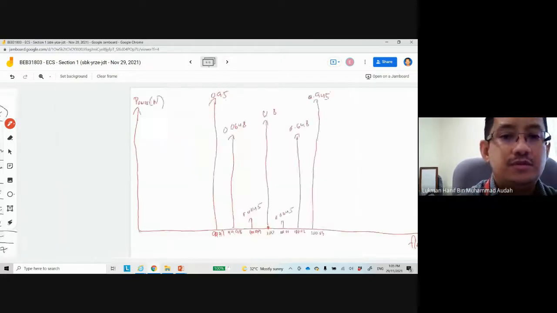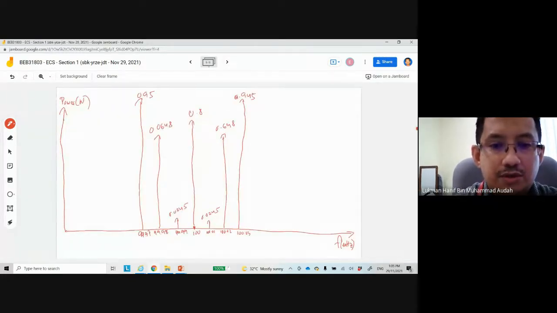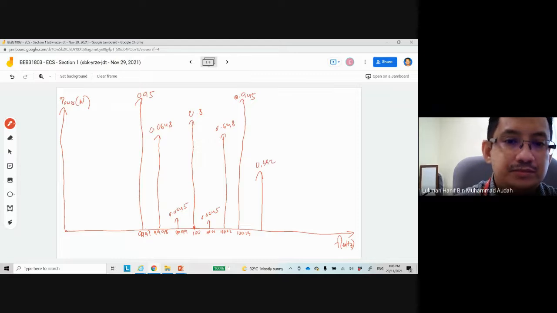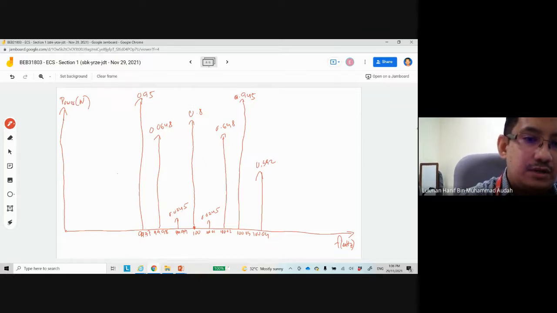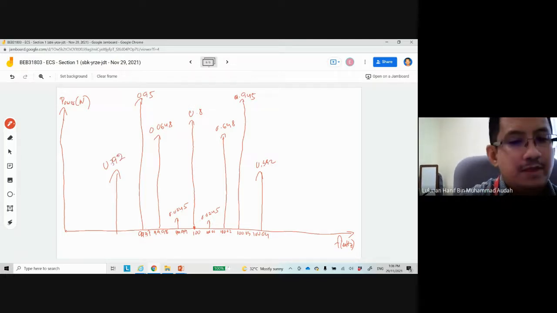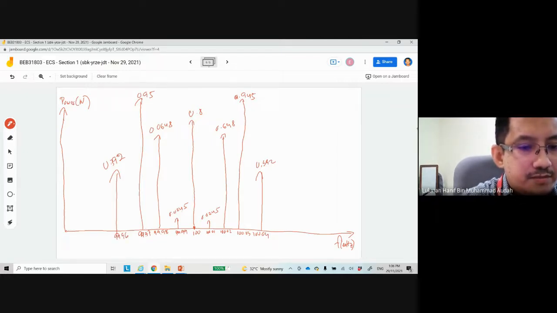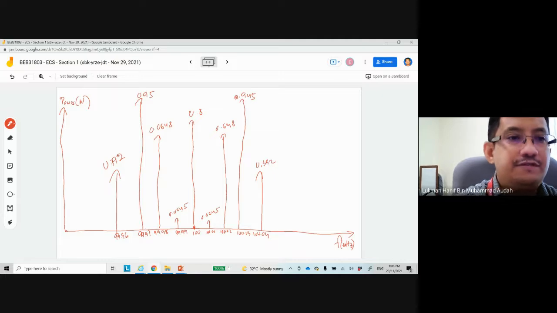0.392 is somewhere over here. So this is 100.04, roughly here. So 0.392. Okay, 0.392. This is 99.96. And then we have the fifth sideband.